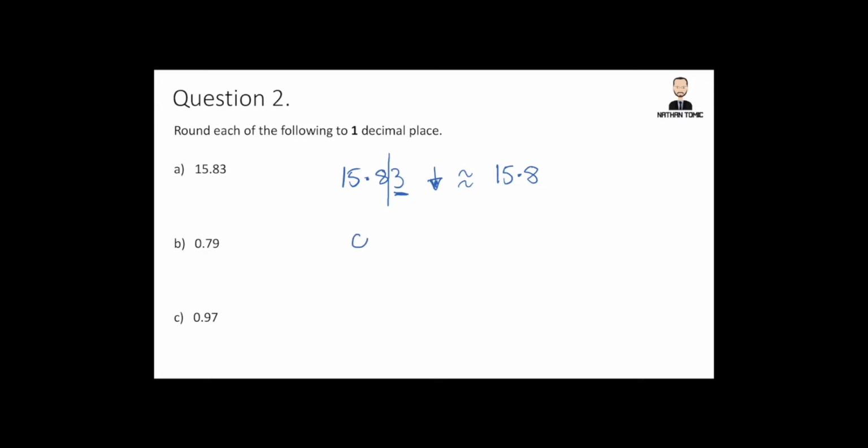For B, it is 0.79, showing our cut. Our critical digit here is 9, so that means we're going to be rounding up. When we round up, the 7 in the tenths column rounds up by 1, so that is approximately equal to 0.8. In our third example, 0.97, show our cut. It is a 7, so we're rounding up. So it's approximately equal to, now the 9 needs to go up by 1, so that has to carry over into the whole number. So we end up with 1.0.